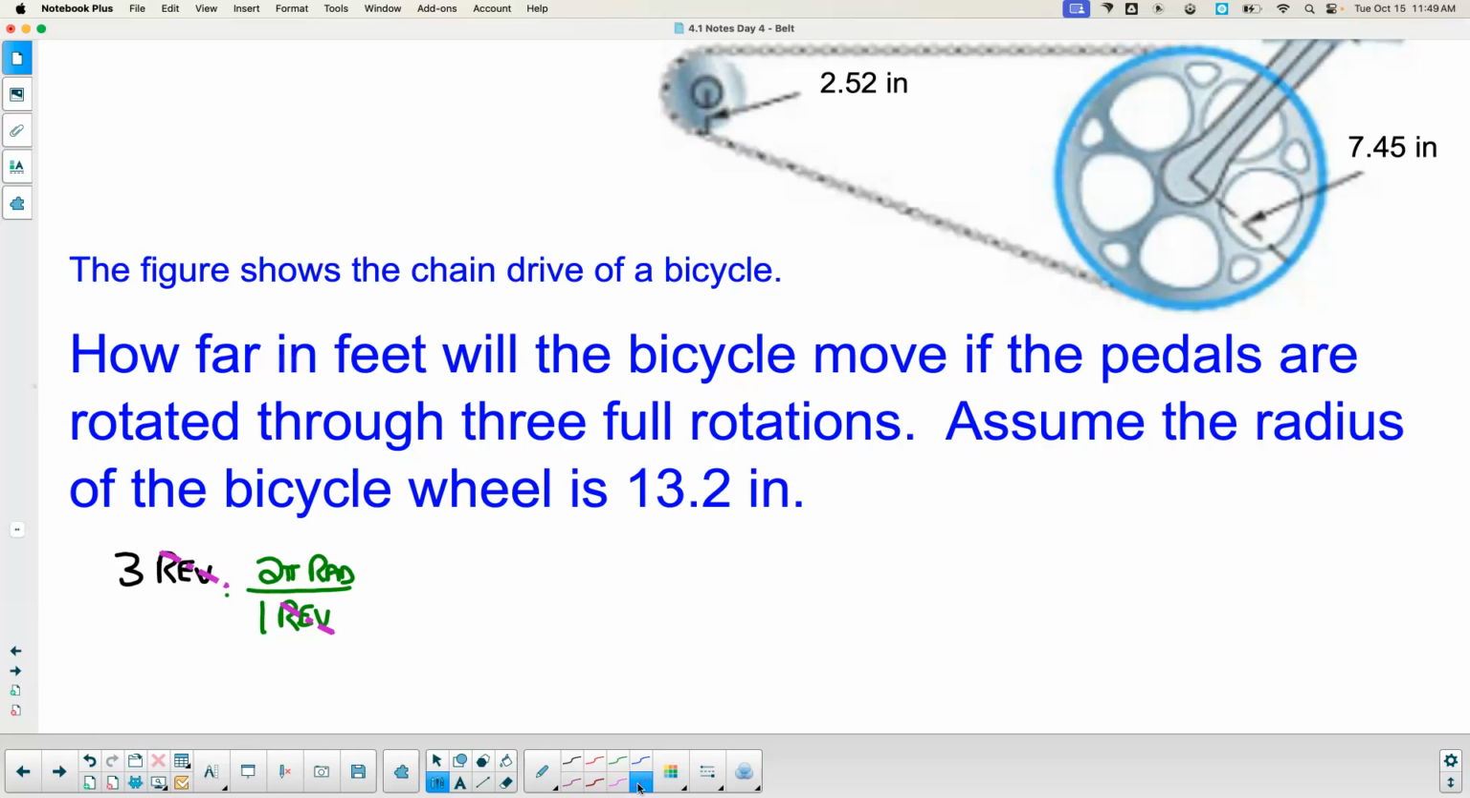Yes? Well, where are we at? What has spun 3 times? The wheel. No! The pedal has spun 3 times. That's the only thing that's spun so far. Okay? So what is the radius of the pedal? Wouldn't it be the 7.45? 7.45.